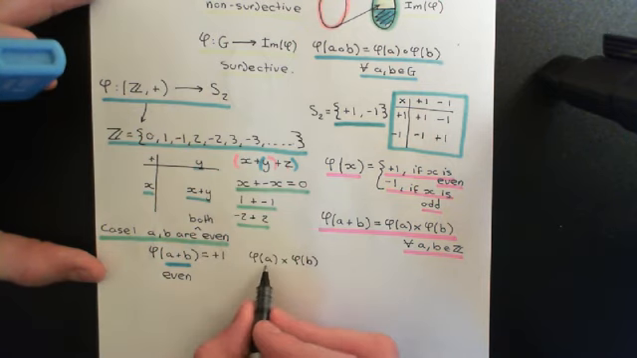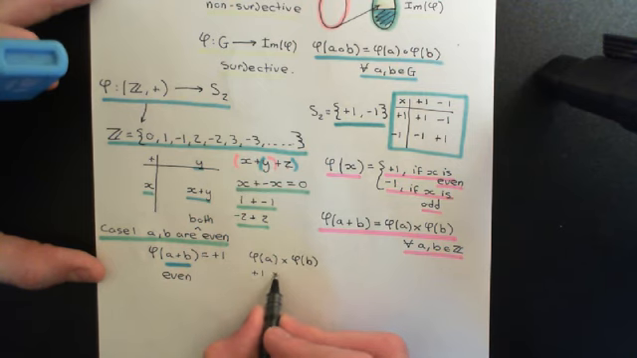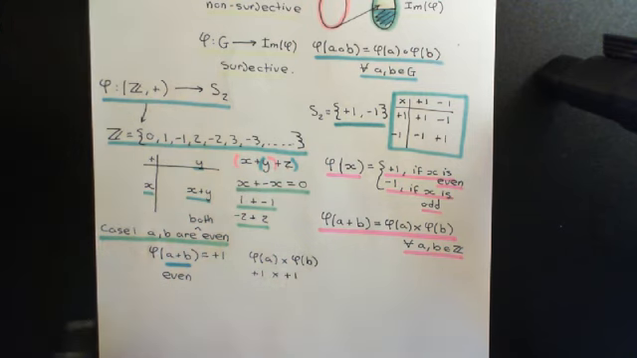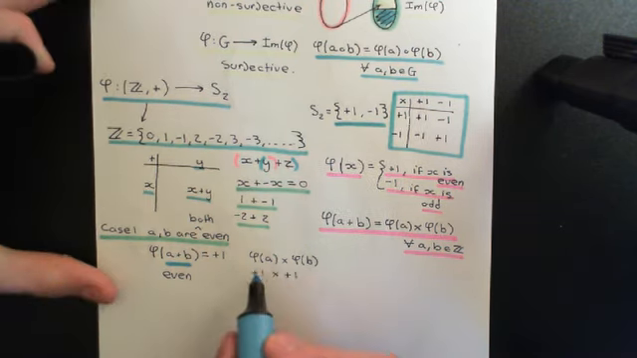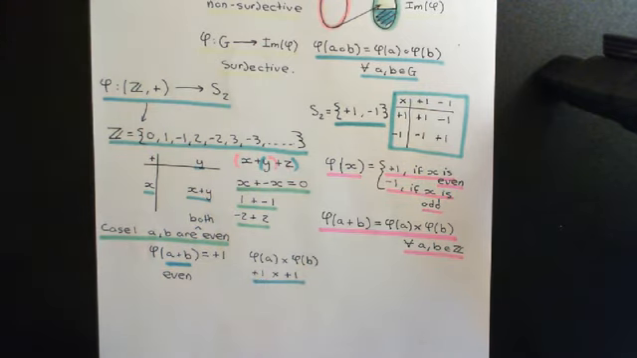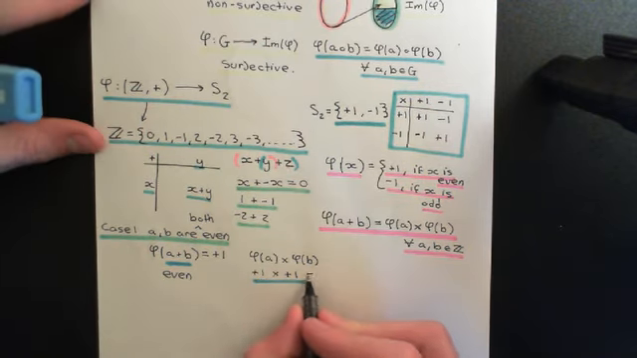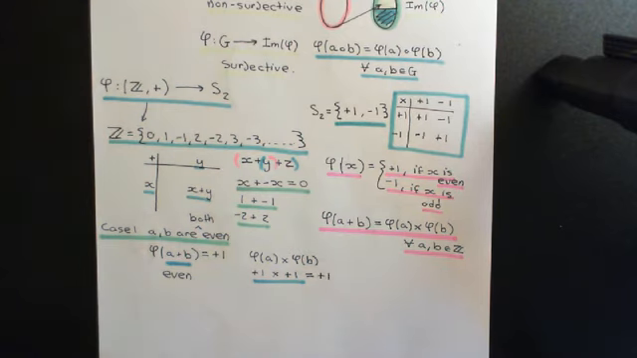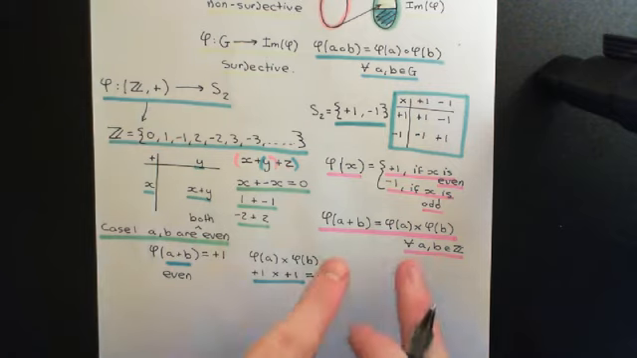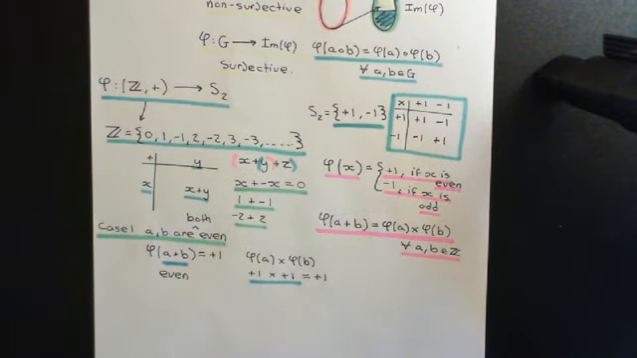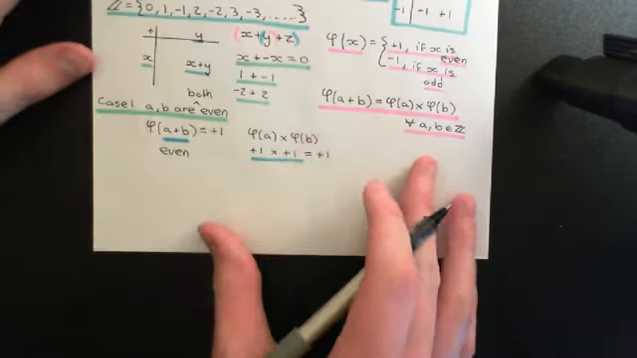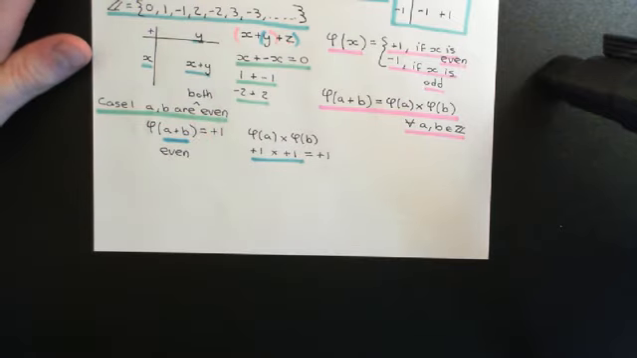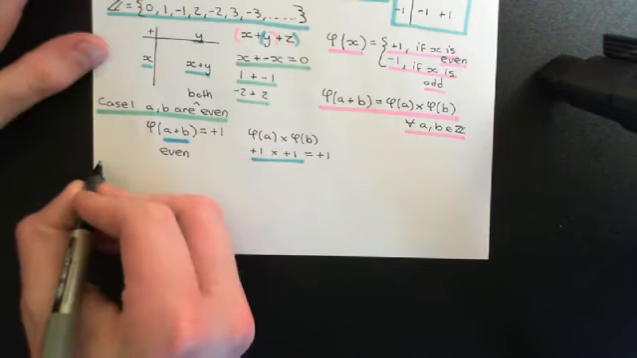So phi of a, if a is even and b is even, then both of these are equal to plus 1. So we are multiplying plus 1 by plus 1 in our group S2 over here. But what is plus 1 times plus 1? Well, of course, that's plus 1. So indeed it's worked. Whenever little a and little b are both even, this works perfectly. But that's not always the case. It's not always the case that any little a and b are going to just happen to be even. So we need to do some other cases.